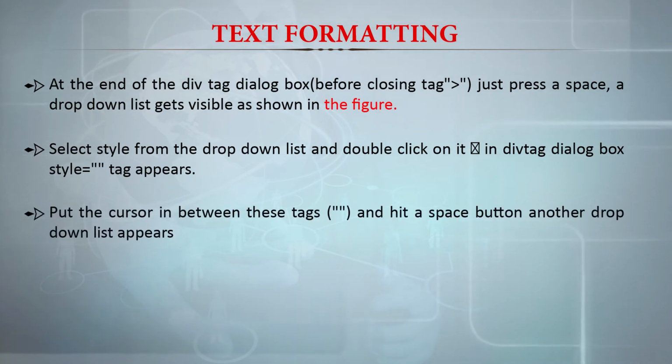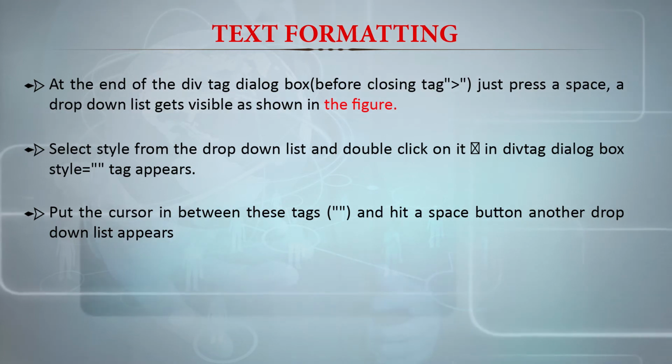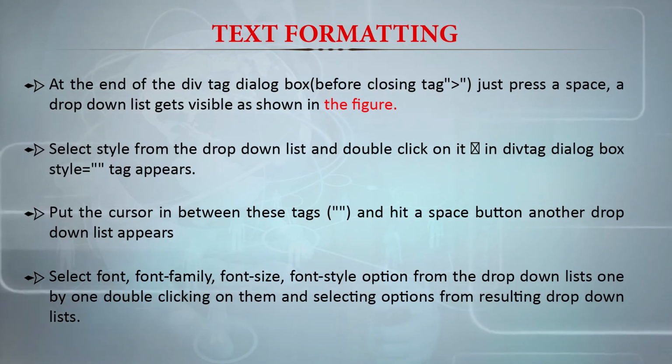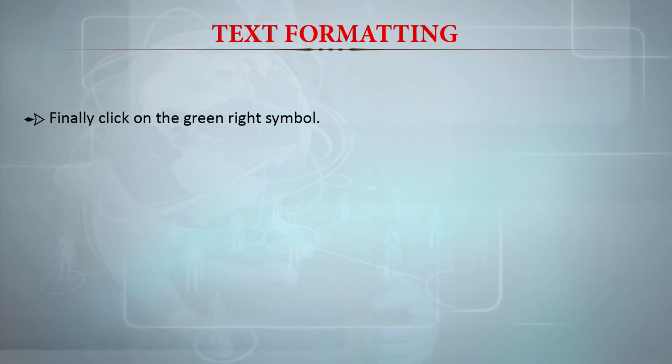Put the cursor in between these quotes and hit the space button and another drop down list appears. Select the font, font family, font size, font style options from the drop down lists one by one, double clicking on them and selecting the options from the resulting drop down lists, and finally click on the green right symbol.